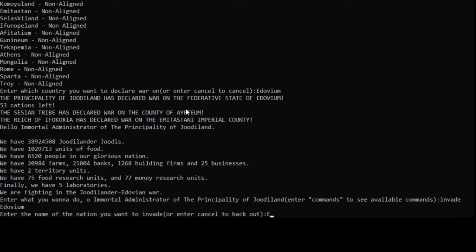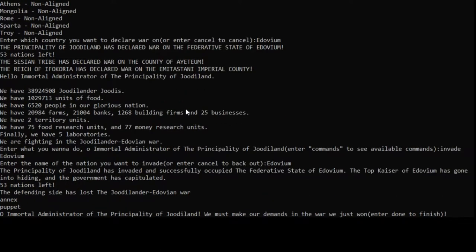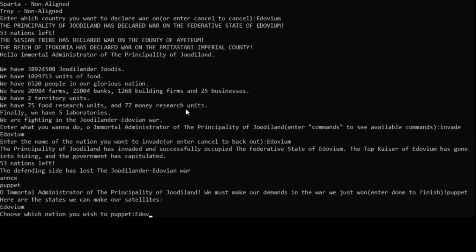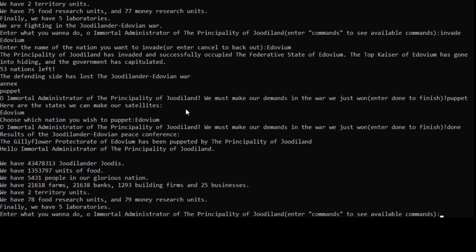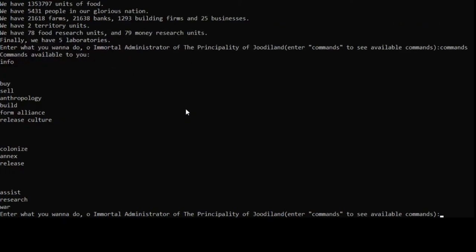So, let's invade Edovium. Well, that was easy. Let's puppet Edovium. Done. The Gillyflower Protectorate of Edovium has been puppeted by the Principality of Joodiland. Yes! Now there are new commands. Some of these might not be visible yet.